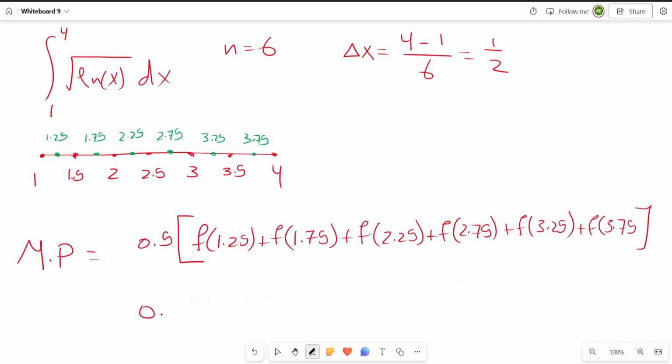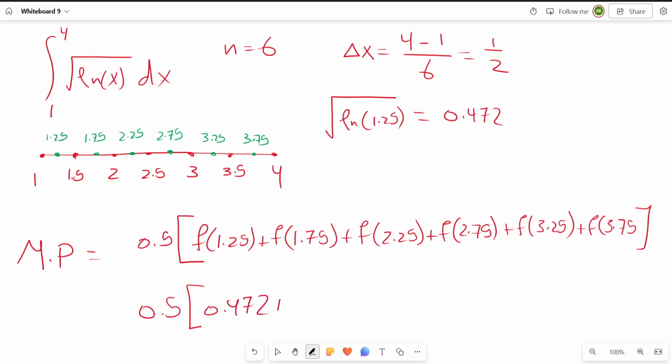So over here, I'm going to do 0.5, open bracket. What is f of 1.25? If I want to calculate that, I will need to substitute 1.25 into this x over here. So this is going to equal square root of ln of 1.25. And this is going to give me an answer of around 0.472. And so this over here is 0.472.